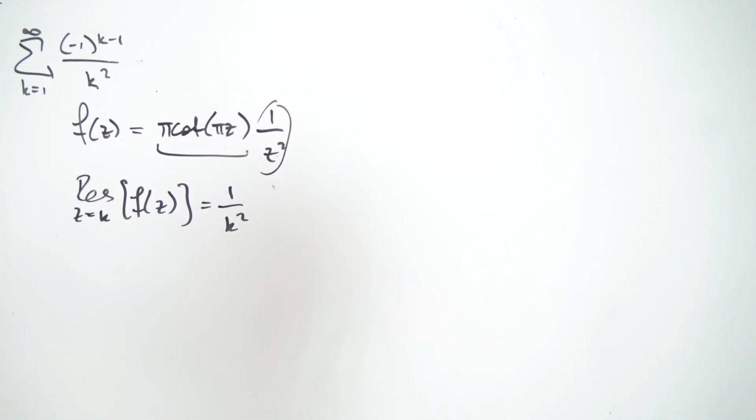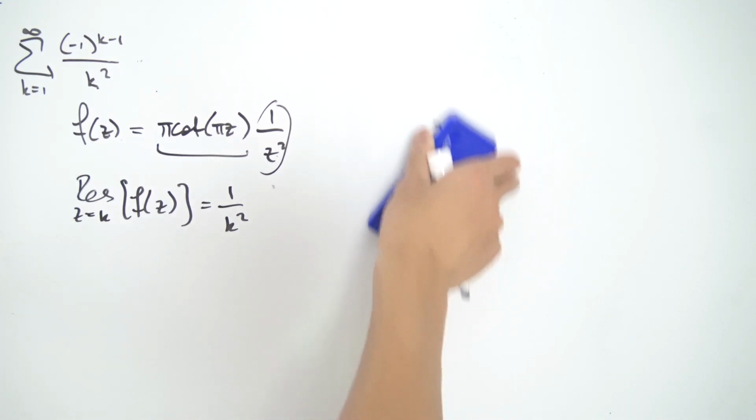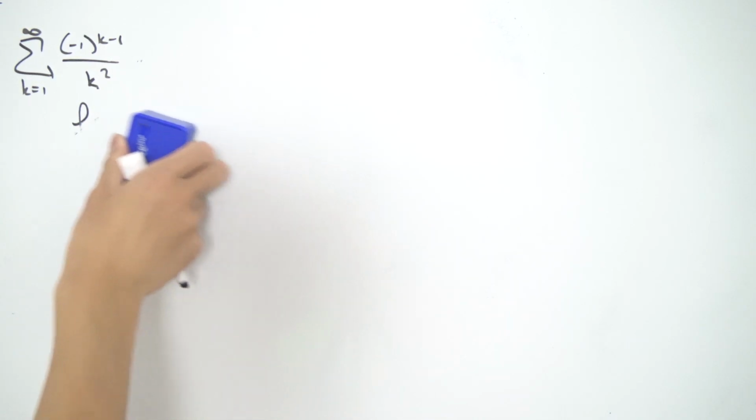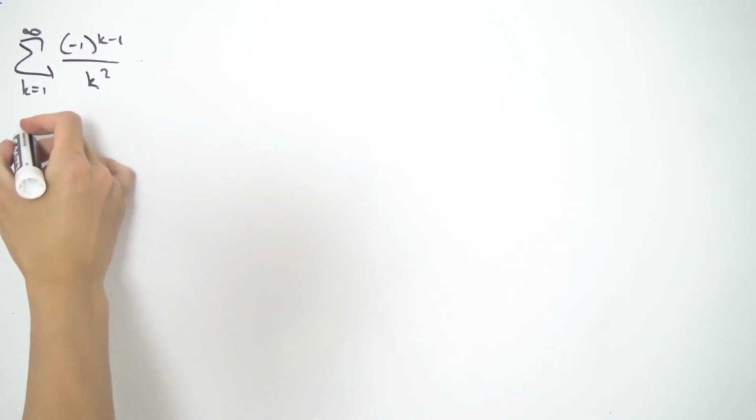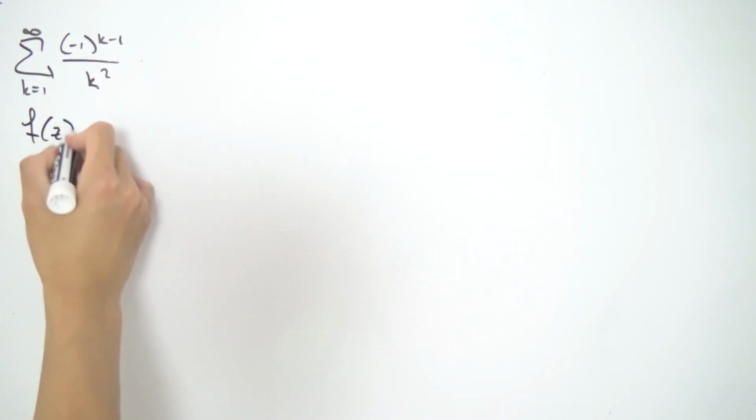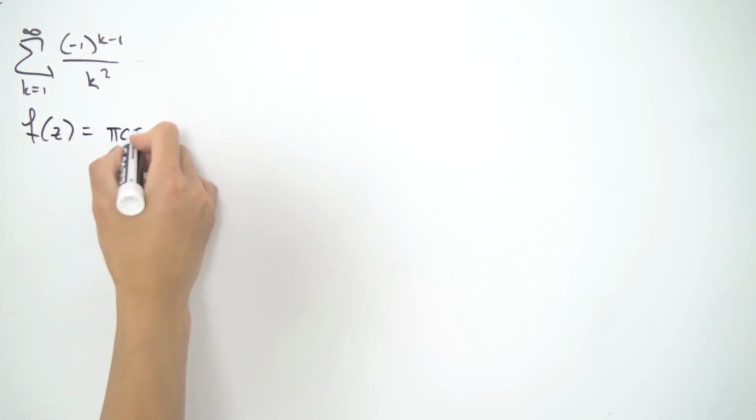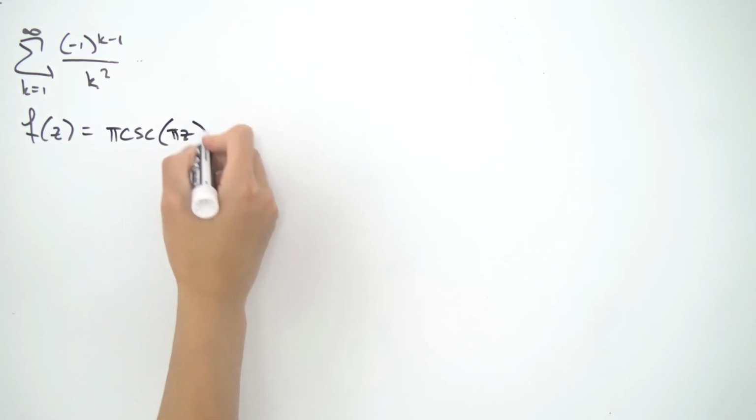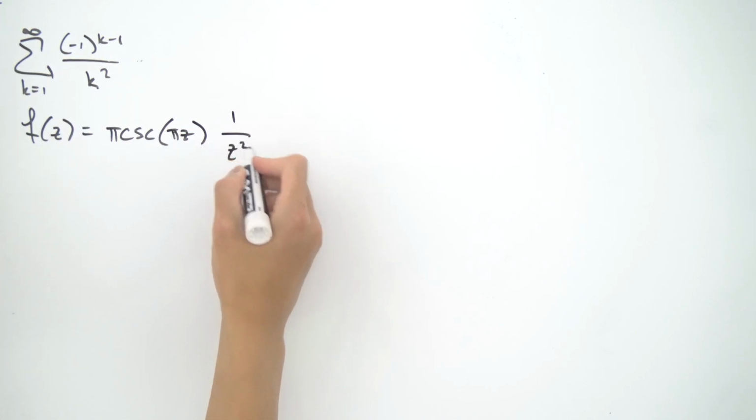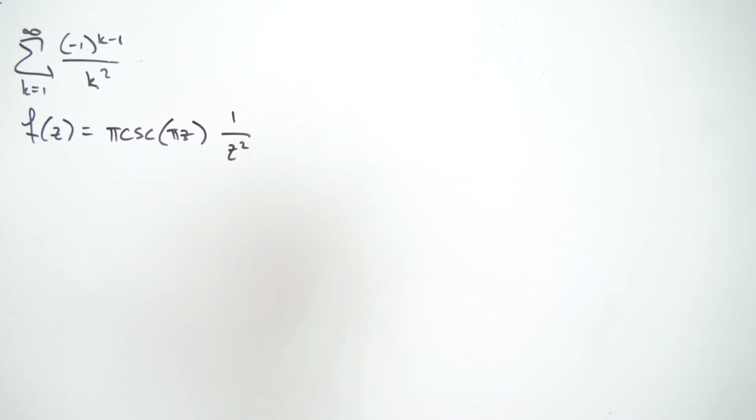So that was the case for the Basel problem. It won't actually work too well for this alternating Basel problem because we're alternating, and in order to fix that, instead of using the cotangent function, we're going to be using the cosecant function. So we're going to let f of z be equal to pi times the cosecant of pi z times 1 over z squared. And this cosecant will generate the alternating terms for us.